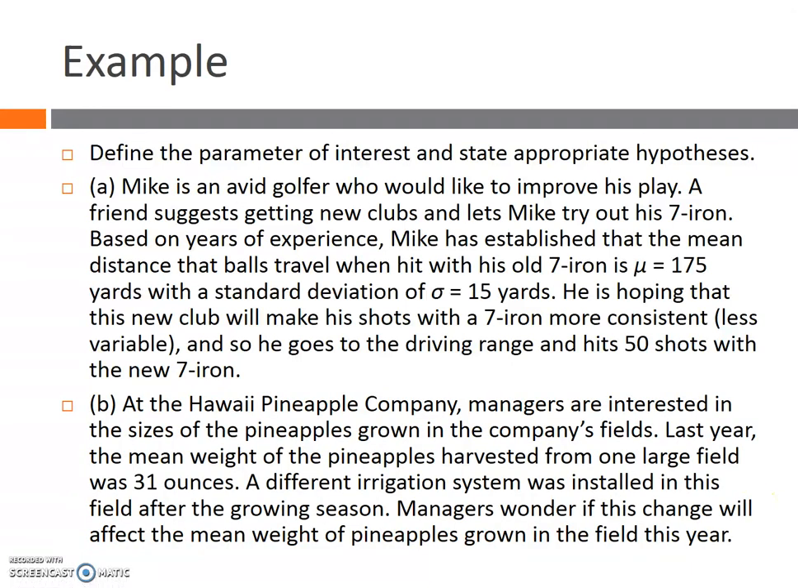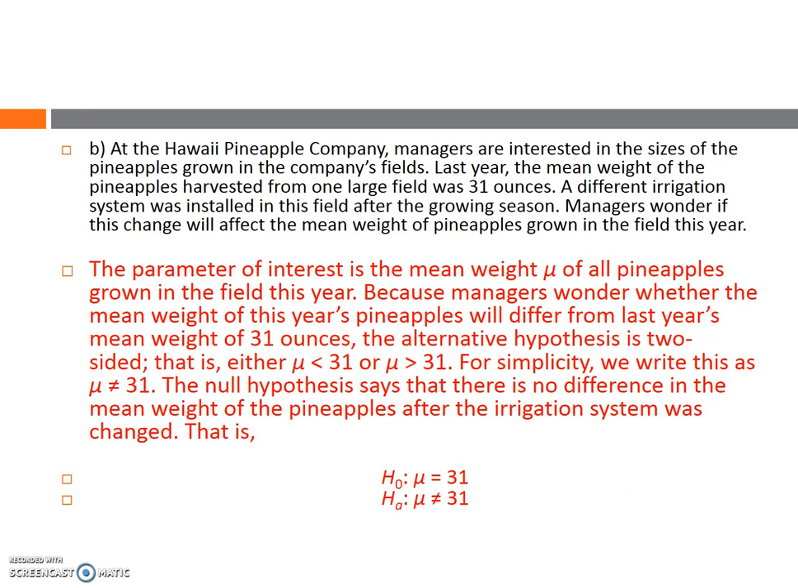Now, the second example. At the Hawaii Pineapple Company, managers are interested in the sizes of pineapples grown in the company's fields. Last year, the mean weight of pineapples harvested from one large field was 31 ounces. A different irrigation system was installed in this field after the growing season. Managers wonder if this change will affect the mean weight of pineapples grown in the field this year. Now, notice how it didn't say one way or another if they think it's going to increase the weight of the pineapples or if it's going to decrease. We just want to know if it's going to affect it, if there will be a change.